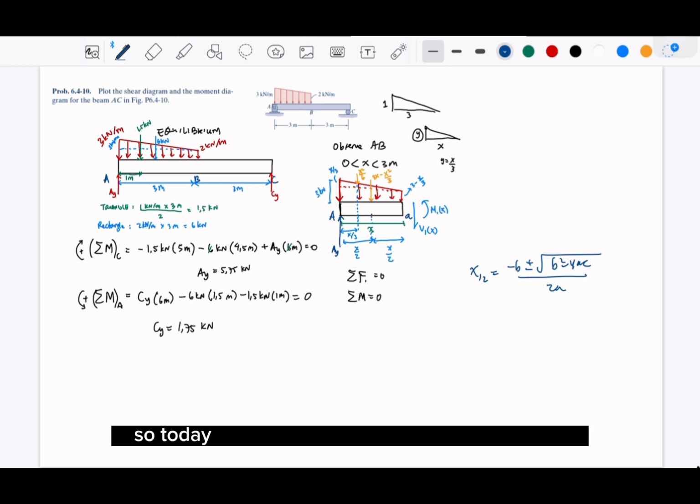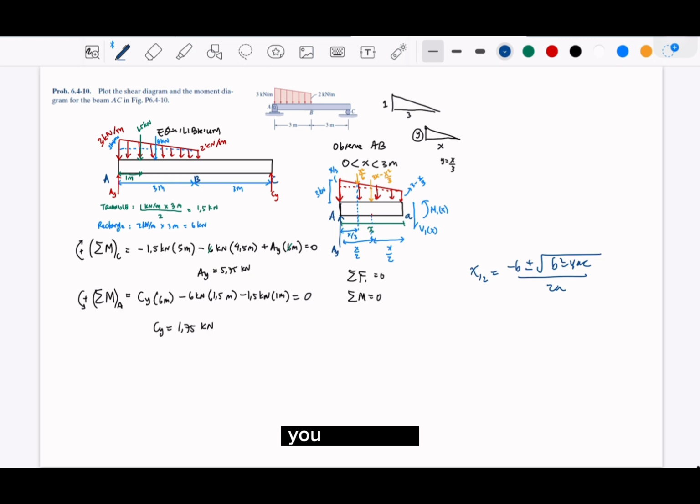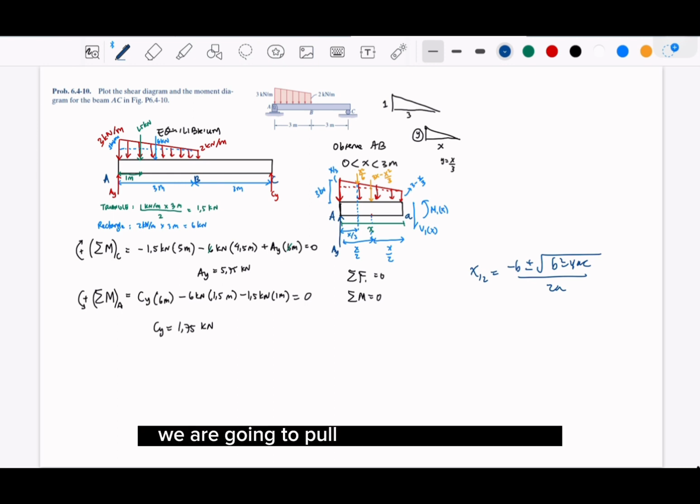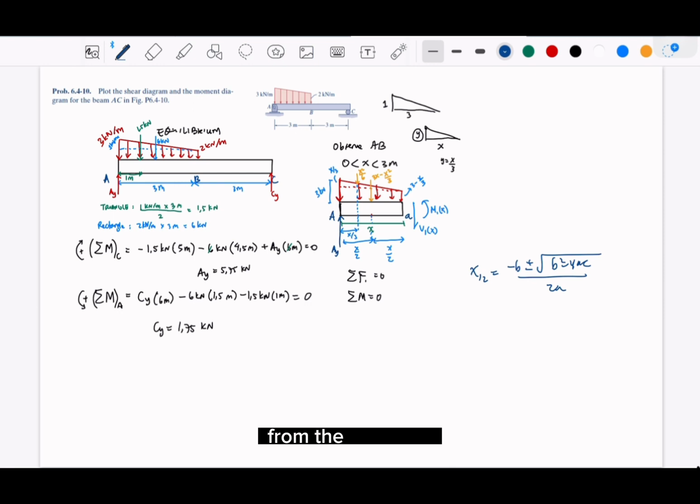Okay, so today I will start from last time's discussion, just to finish off what we have and make sure that from the beginning to the end, for this kind of problem, you can solve the problems. The problem is we are going to plot the shear diagram and moment diagram from the picture above, for the beam AEC.